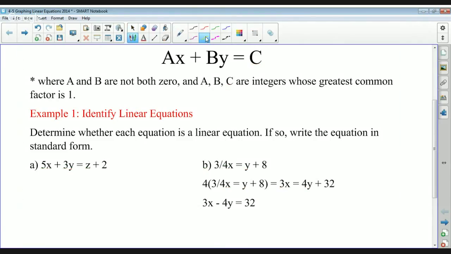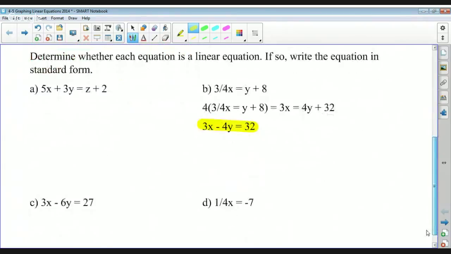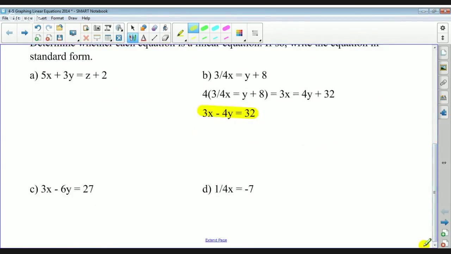So we can highlight this, maybe. So here's our solution. 3x minus 4y is equal to 32. So there's two examples. I have two more down here at the bottom of the screen for you. I'd like for you to take a look at these and see if they are A, linear equations, and if they are, please put them into standard form.